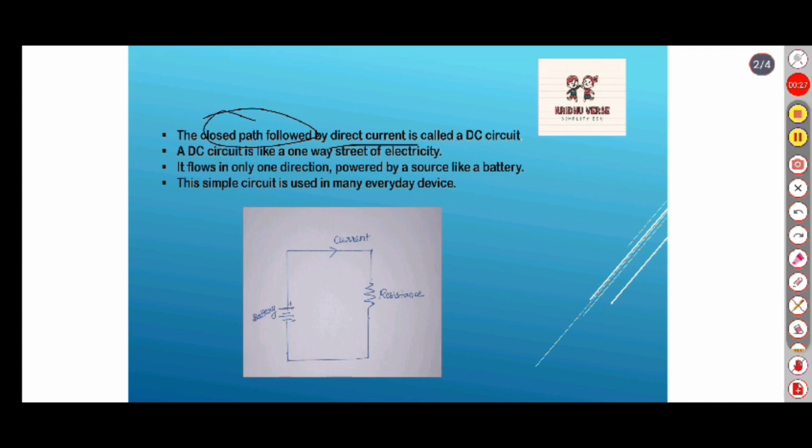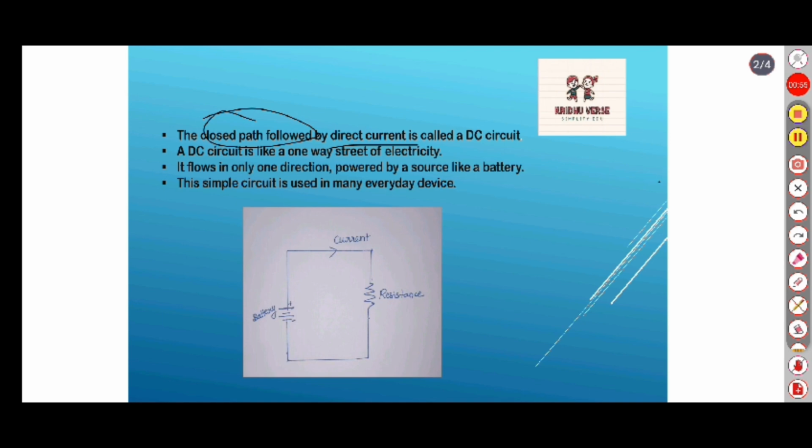It is also powered by a source like a battery or any other DC source, taking input as a voltage and storing it. Then, when it is not storing, at that time it is supplying it to the circuit, so that the circuit will work. Mostly DC circuits are what we use in our everyday devices.